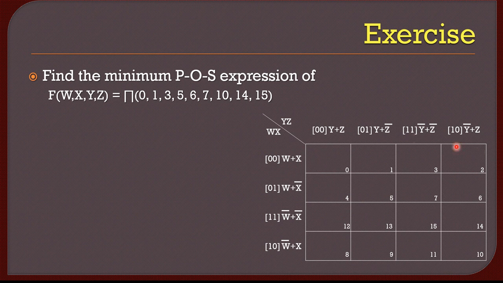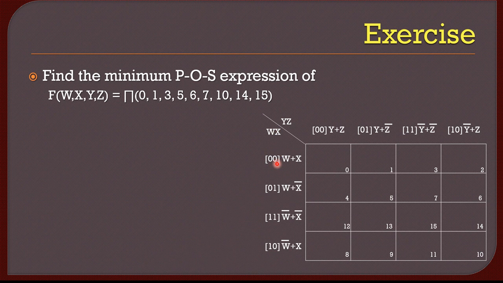So first you have to draw the K-map with the labels wx and yz. So wx should be representing the first two variables. You have to write the left hand side, that is the rows, using the sum form. So w plus x, and the second row will be w plus x dash, and the third row will be w dash plus x dash, and finally you will have w dash plus x. The gray code remains the same.